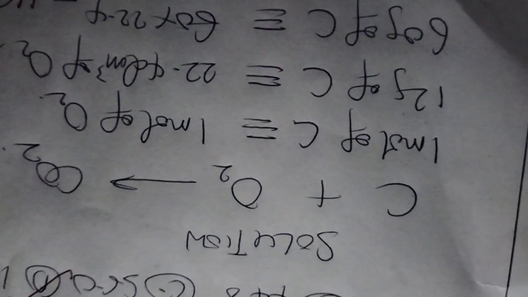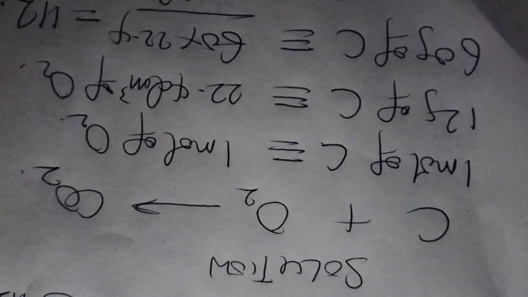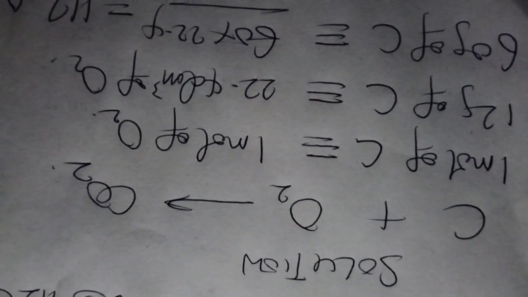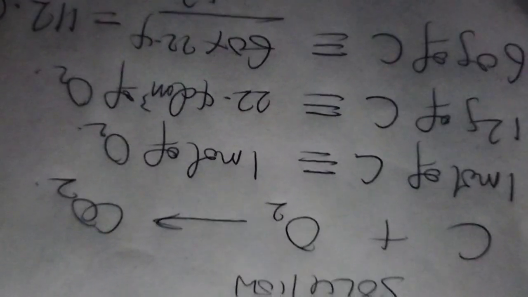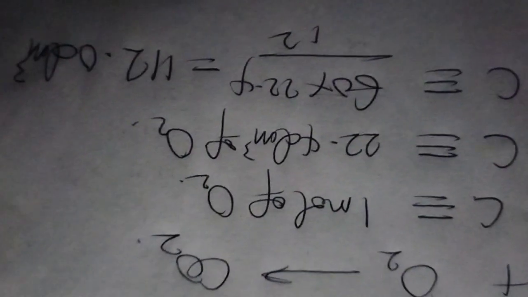Solution is shown there. 1 mole of carbon reacted with 1 mole of oxygen. 1 mole of carbon is the same thing as 12 grams of carbon combined with 22.4 dm cube of oxygen. Therefore, 60 grams of carbon gives us 60 times 22.4 all over 12, giving us 112.0. Option D is the answer to number 55.